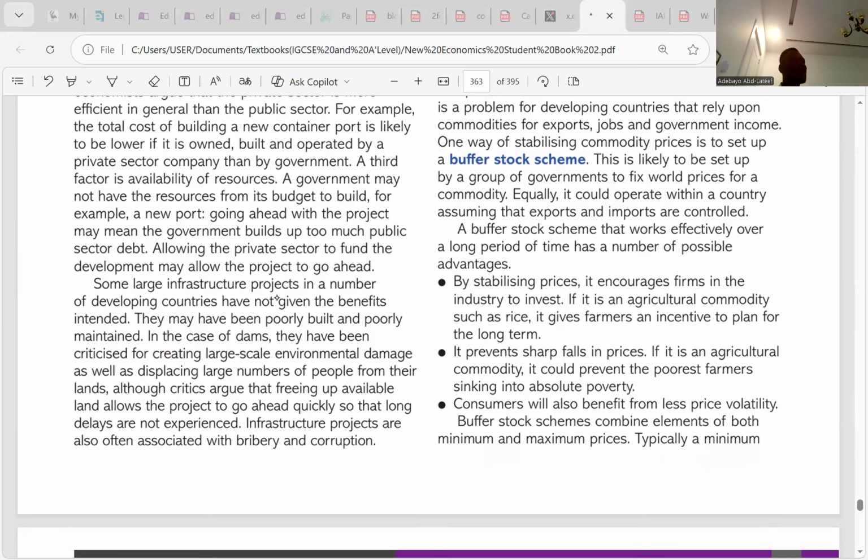So with buffer stock, it simply means the government of that country is buying raw commodity when they are so cheap and making it available to those who need them in the future when it becomes expensive and volatile for them to buy. So this encourages, they said, by stabilizing prices, encourages firms in industry to invest. So firms will not be discouraged to spend on other aspects that they need to spend on, because they know as soon as prices increase, there's always government there for them to go buy from.